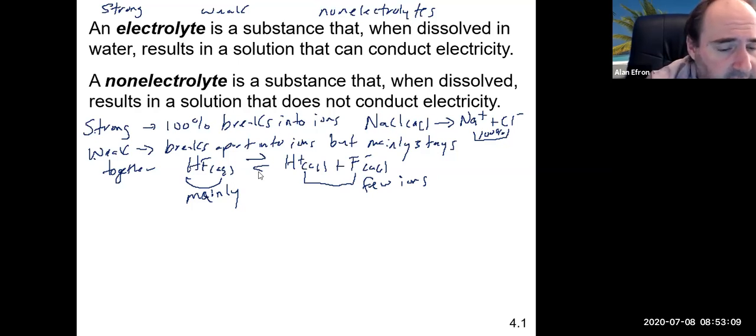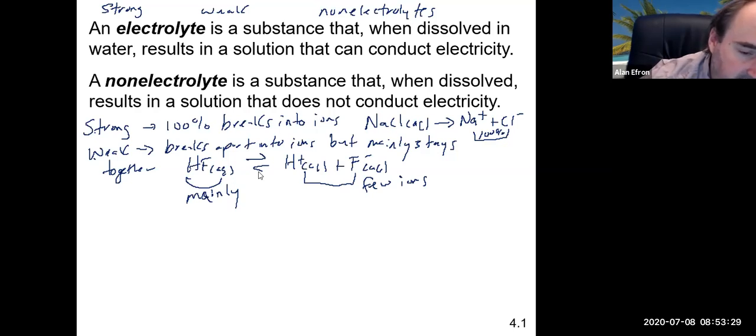In terms of the light bulb example, which I think we have some pictures of coming up in just a second, the light bulb will come on, but it'll be very dim. So it's still able to conduct electricity, but again, nowhere near the effect that a strong electrolyte can, because it doesn't have as many ions.